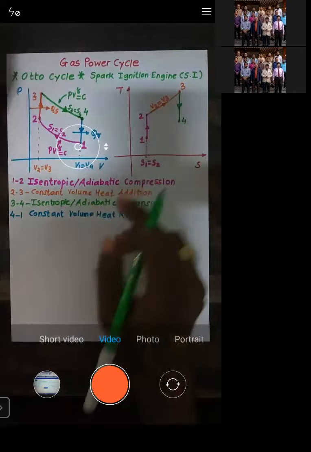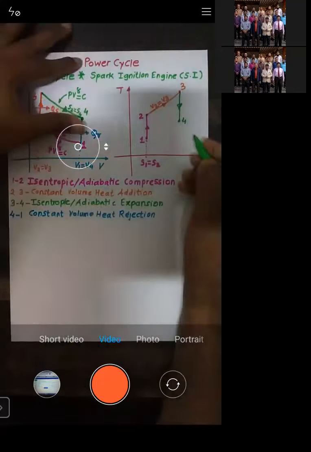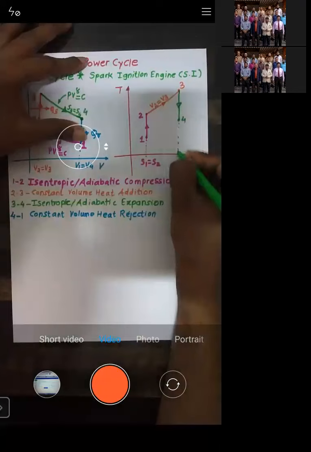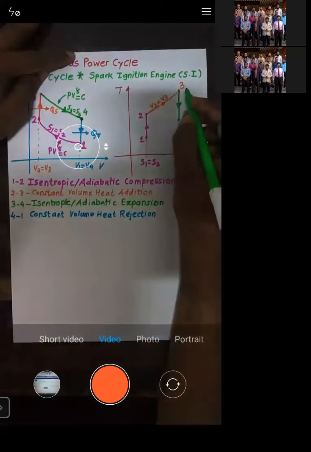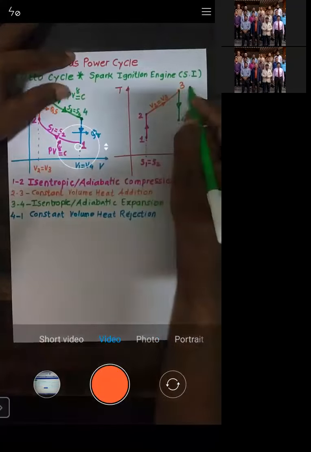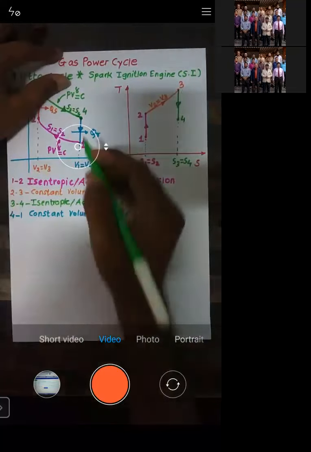So during 3 to 4, what happens? During 3 to 4, entropy is constant, that is, S3 is equal to S4. Entropy is constant, but as it's an expansion, what happens? Temperature decreases. As it's an expansion, temperature decreases. Now let us go to 4 to 1.